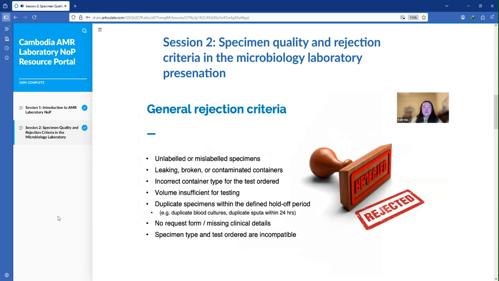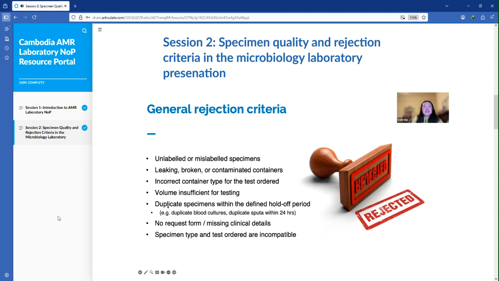Incorrect container type for the test ordered. This really depends on what type of test and what sample we're talking about. If it's, for example, a CSF collected in a fecal pot, this is something that we will probably reject because fecal pots are not sterile, they're just clean. But if it was a CSF that was collected in a urine pot, which is sterile, then we can potentially accept it. So it depends on the specimen type and what container it's being received in.